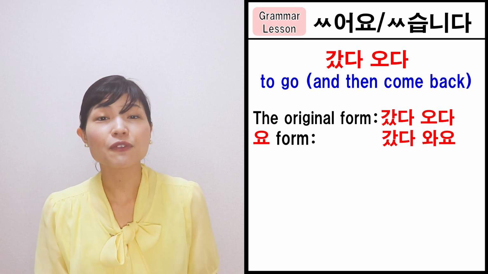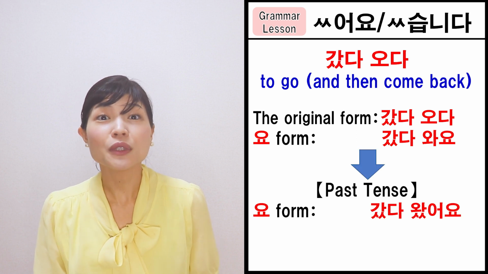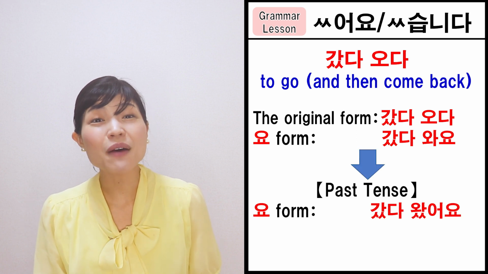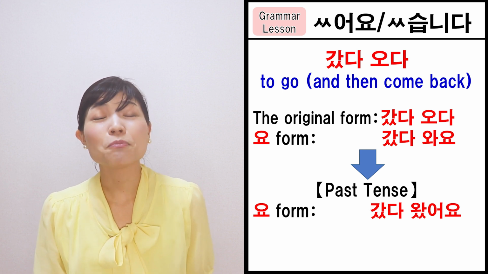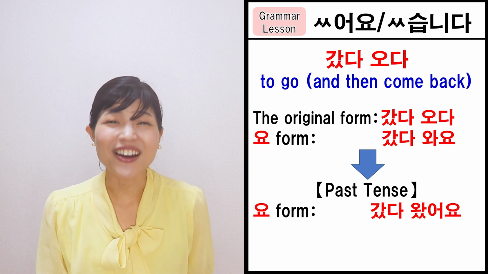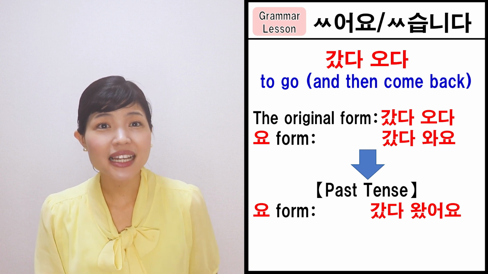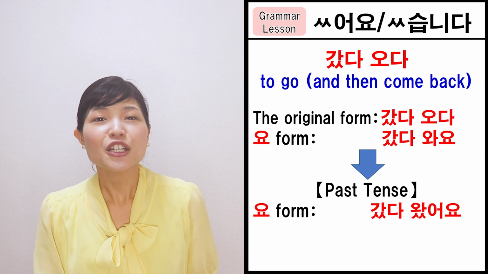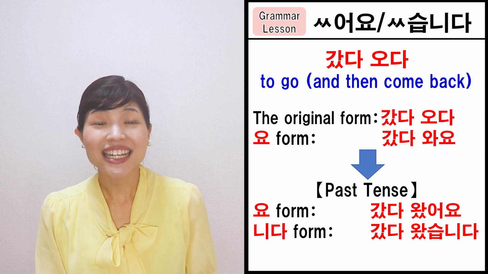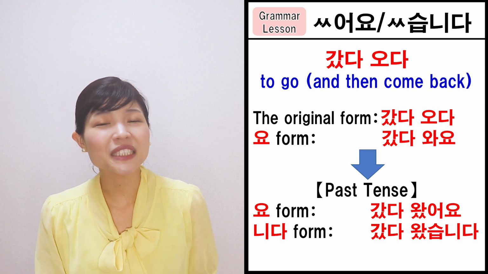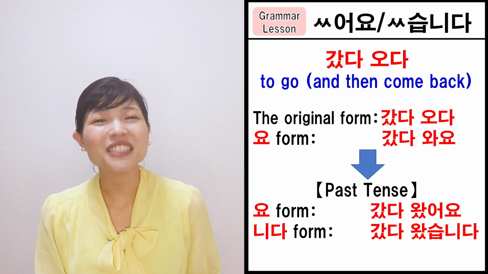To change this verb into the past tense of the yo form, you remove 요 from 갔다 와요 and add 았/었어요, and it becomes 갔다 왔어요. To change this 갔다 오다 into the past tense of the nida form, you remove 요 from 갔다 와요 and add 았/었습니다, and it becomes 갔다 왔습니다.